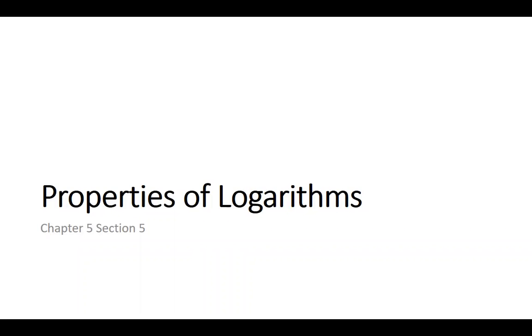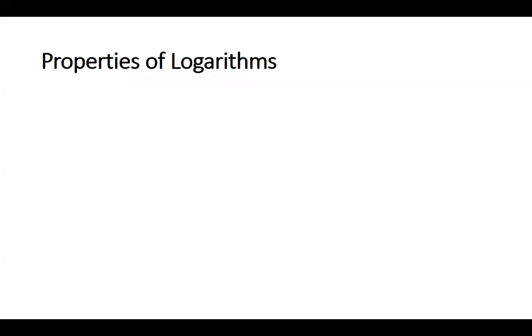Properties of logarithms. Chapter 5, section 5. So let's get into the properties of logarithms. We already looked at the properties of exponents, and we can kind of surmise some of these properties because we know that the logarithm function is actually the inverse of the exponential function. So we should see things that kind of blend in with it.